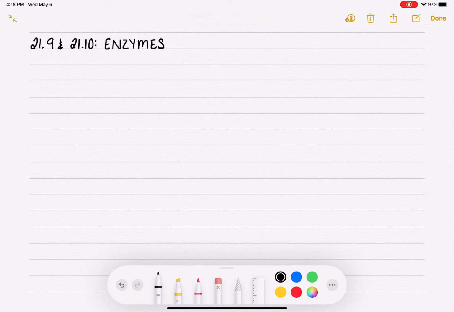Our last topic for chapter 21 is enzymes, which is spread out over two sections, 21.9 and 10. And we're going to start by defining, even though I'm sure that you know what an enzyme is. I'm sure you've heard of it before.